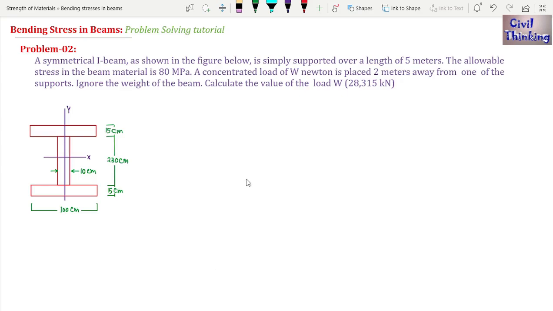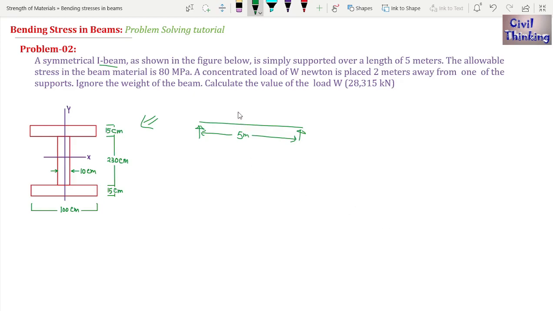A symmetrical I-beam as shown in the figure below is simply supported over a length of 5 meters. Now we have a beam like this. It is 5 meters in length. Now the cross section of this beam is an I section. As you can see here, this is the cross section of this 5-meter long beam. Now a concentrated load of W newtons is placed 2 meters away from one of the supports.